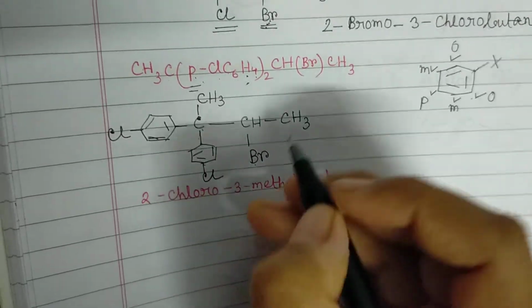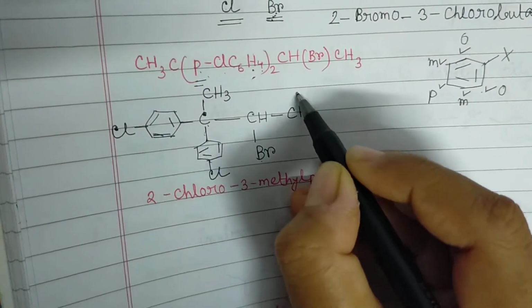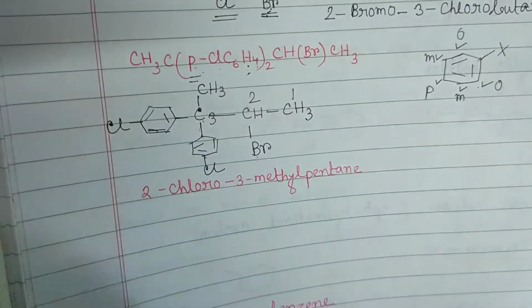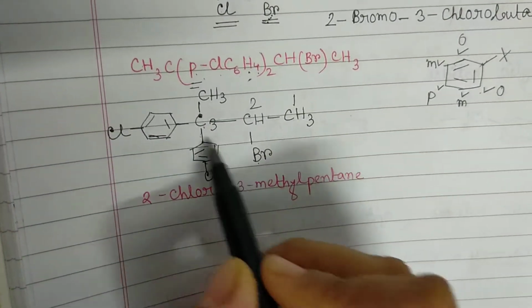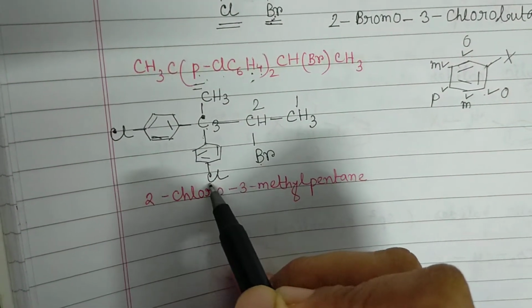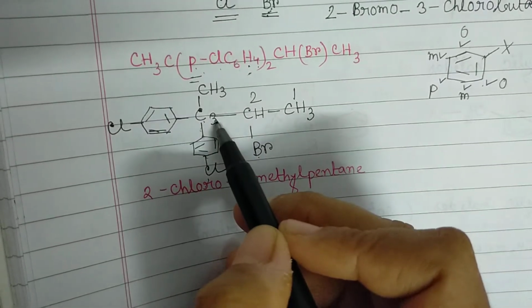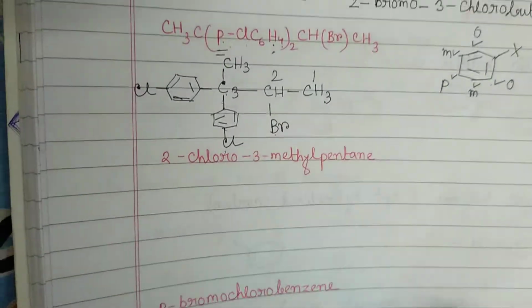So now we can easily see that the numbering of this compound will start from this side because there is bromine. So the numbering will be like this is 1, this is 2, and this is the 3 carbon. Now what will be for these 2 groups? They will be taken as the side groups and it will be in the position 3.